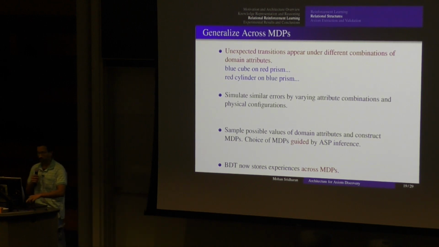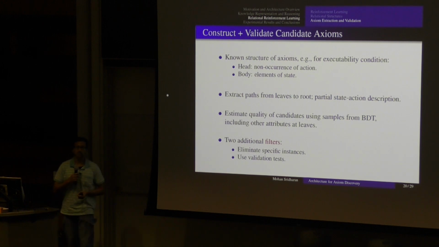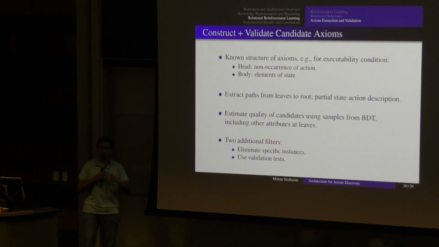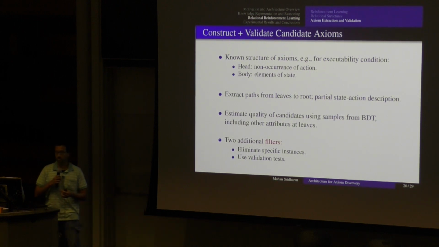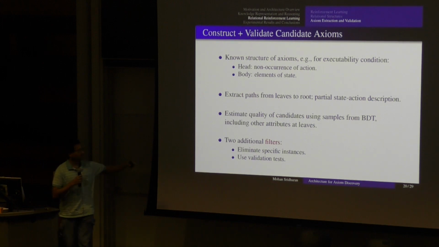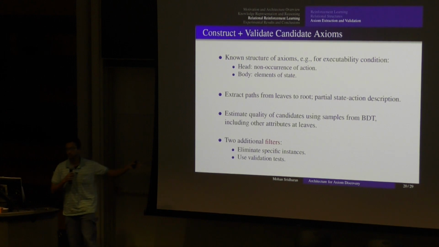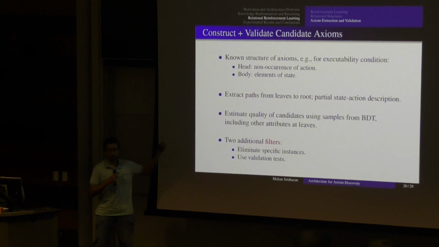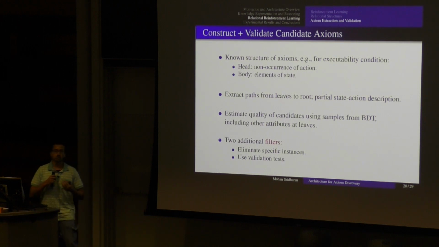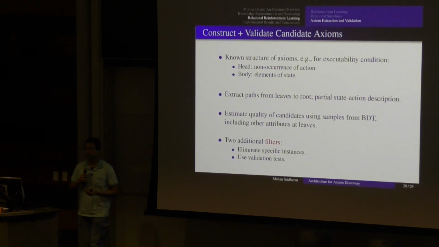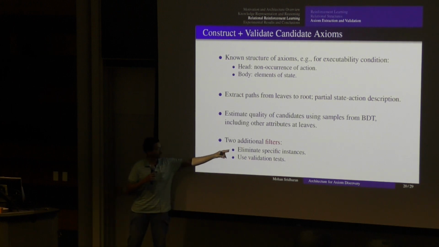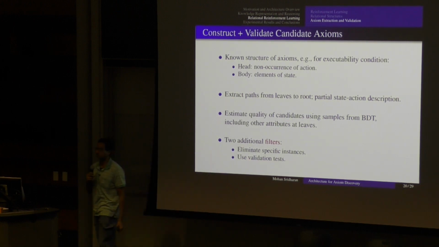And when you have to construct the axiom, you can parse the tree from the root to the leaf in different ways for different axioms you want to find. When you extract these paths, you might get some specific instances or more general instances. So we have some additional filters so that as you acquire more experiences, you get better. For instance, if you got on the previous slide that a blue cylinder should not go on a red prism, and later you got a more generic version that nothing should go on a prism, then you will keep the more general ones and eliminate the specific ones.